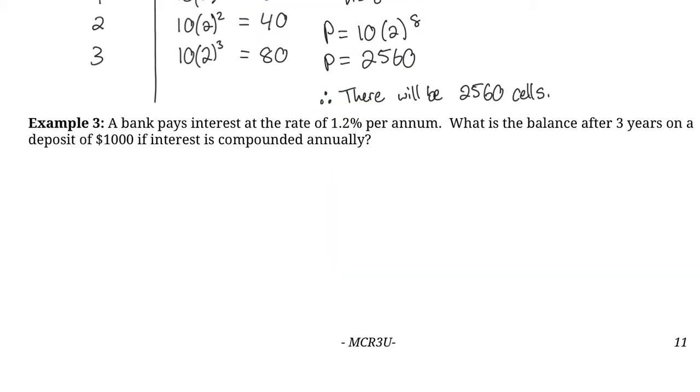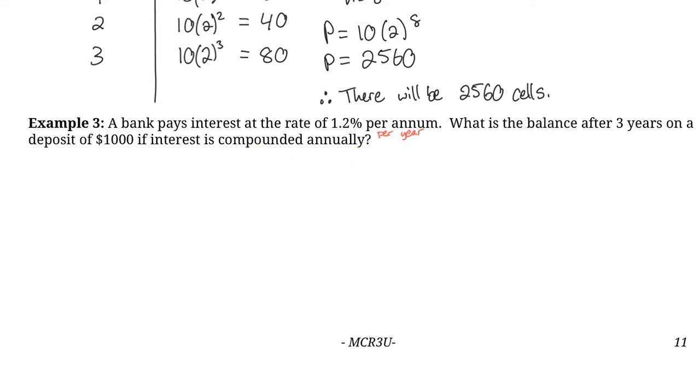Here's our next example. A bank pays interest at a rate of 1.2% per annum. Per annum means per year. So what is the balance after 3 years on a deposit of $1,000 if interest is compounded annually? So what does this mean? Compounded annually. And it means when your interest is added onto your account. So this means it's added once a year.